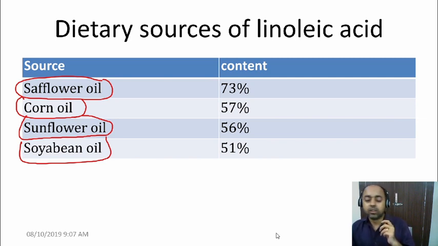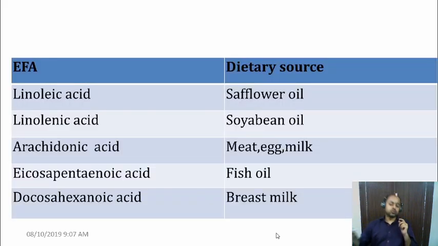I also give you the dietary source for all the other essential fatty acids. For linoleic, as you can see, the richest source is safflower oil. For linolenic acid, it is the soybean oil. Arachidonic acid coming from the animal products, the meat, egg, and milk. The EPA coming from fish oil. The DHA coming from the breast milk.